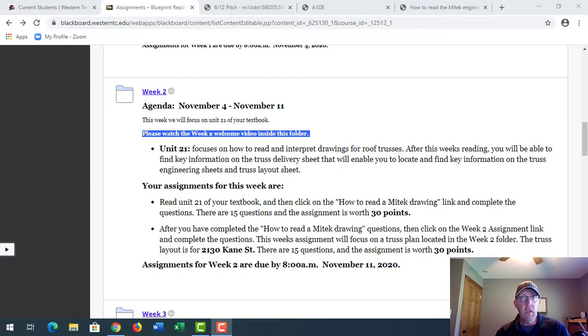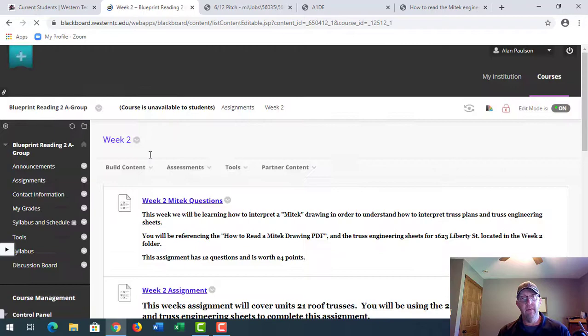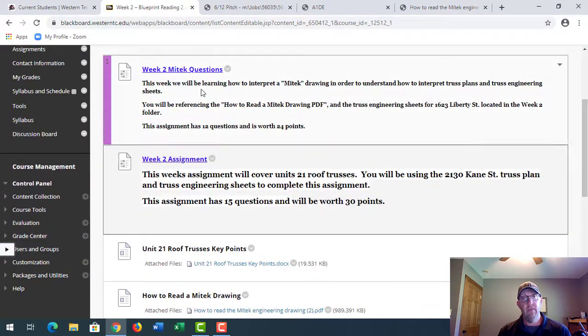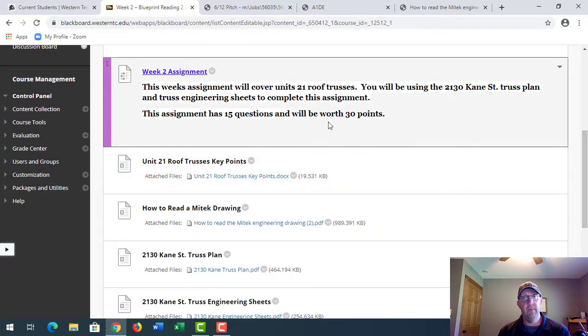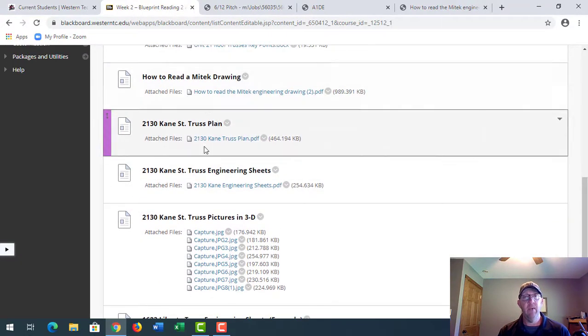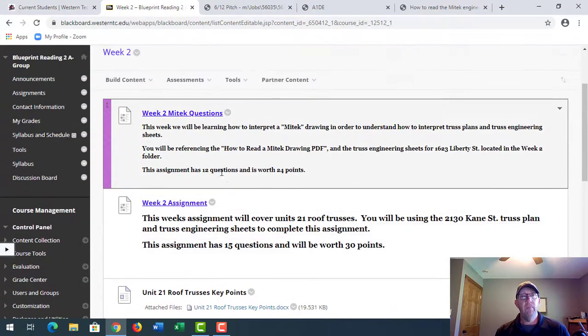If you go inside the folder for week 2, you're going to see both your assignments, the MyTech questions and the second part of it. Here are some key points. I have the how to read a MyTech drawing, and the plans for the second part of the assignment are right here.